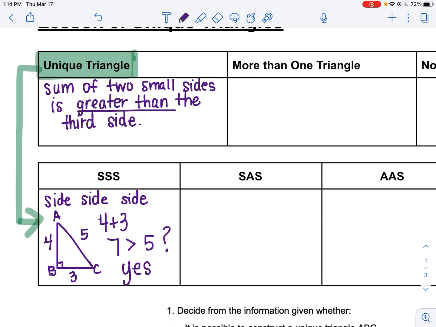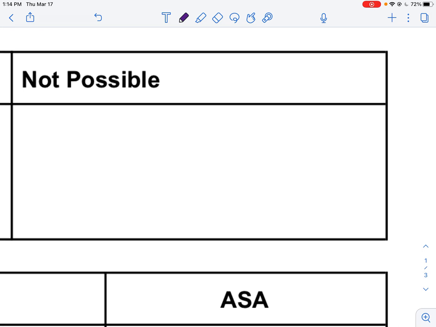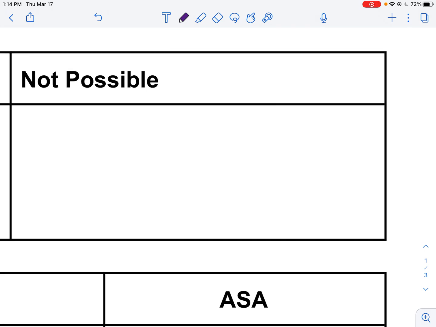If it's unique, you label it side, side, side if you get this property. Now let's say that you added the numbers together and it was 5 and 5. Well, then no, the answer would not be that it's a unique triangle by side, side, side. You would not label it unique. You would say it is not a unique triangle. So we're going to skip around to where it says not possible, or not a unique triangle.